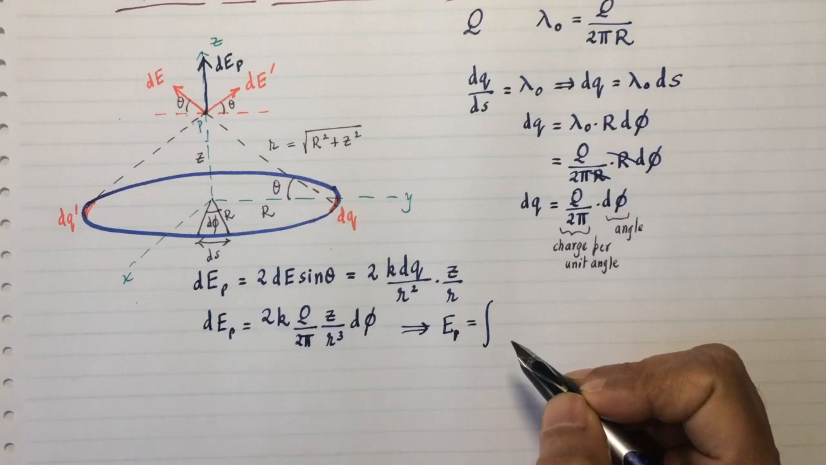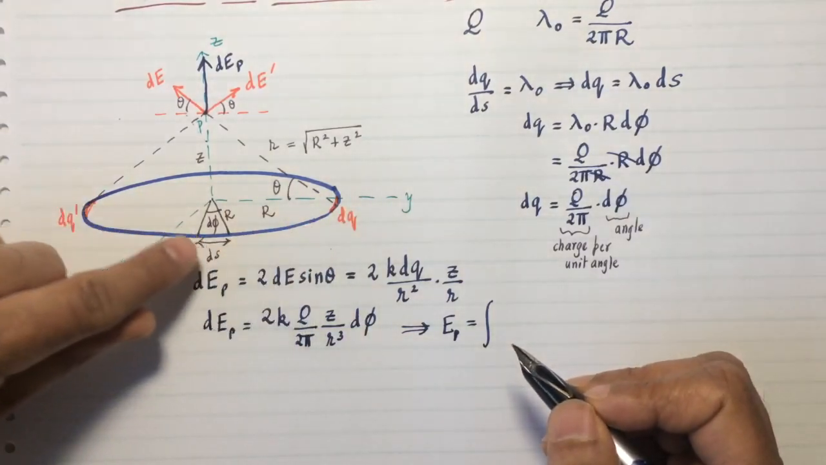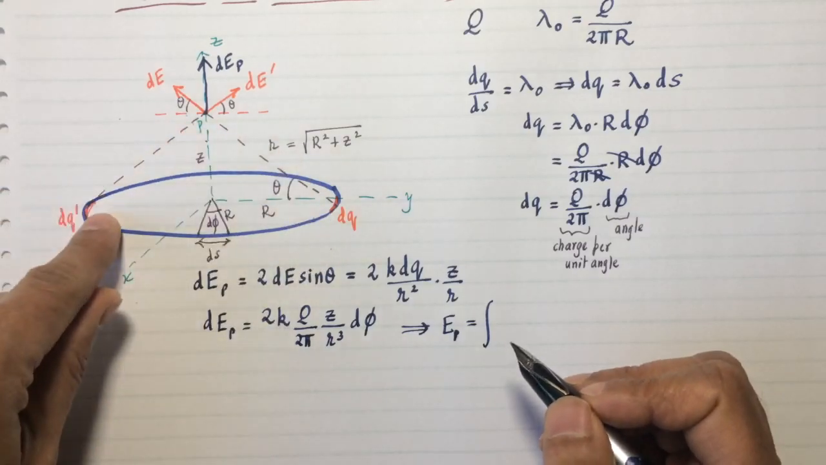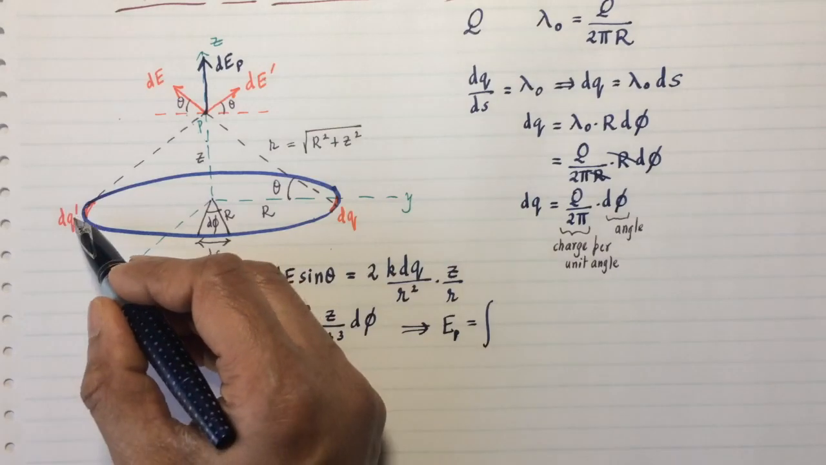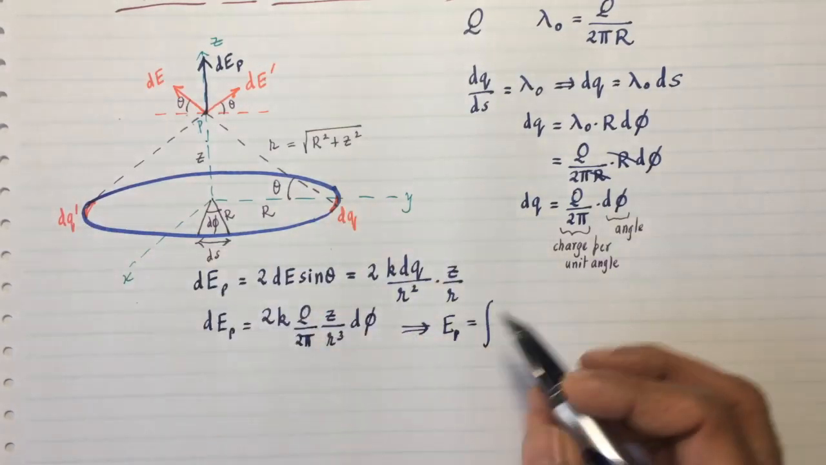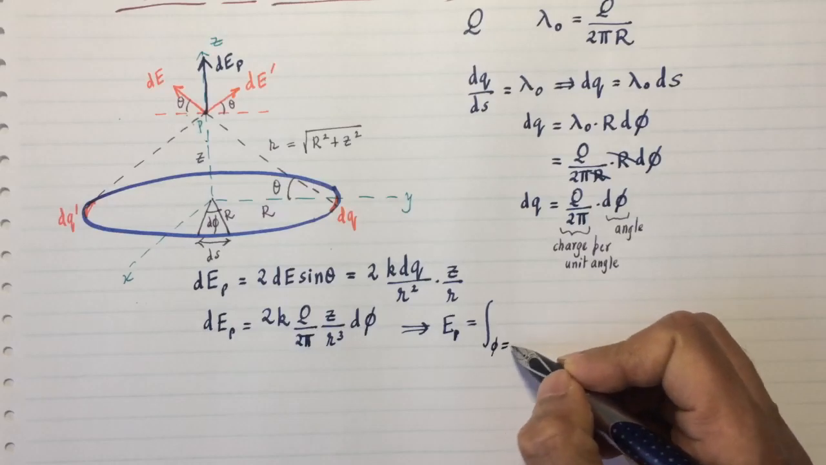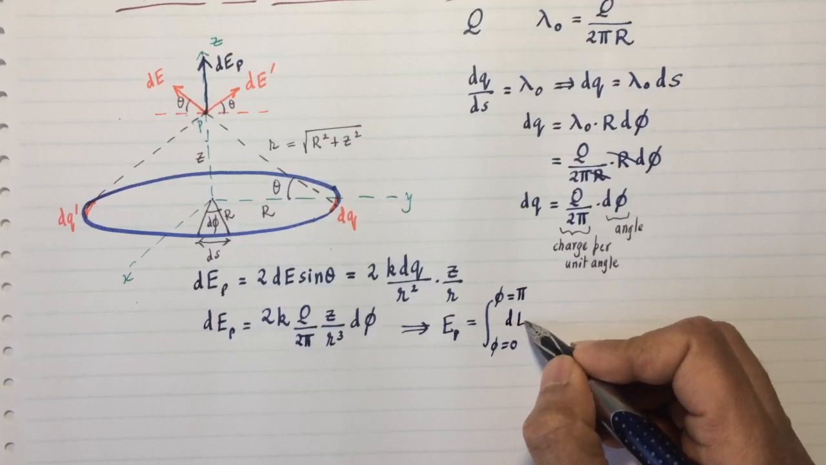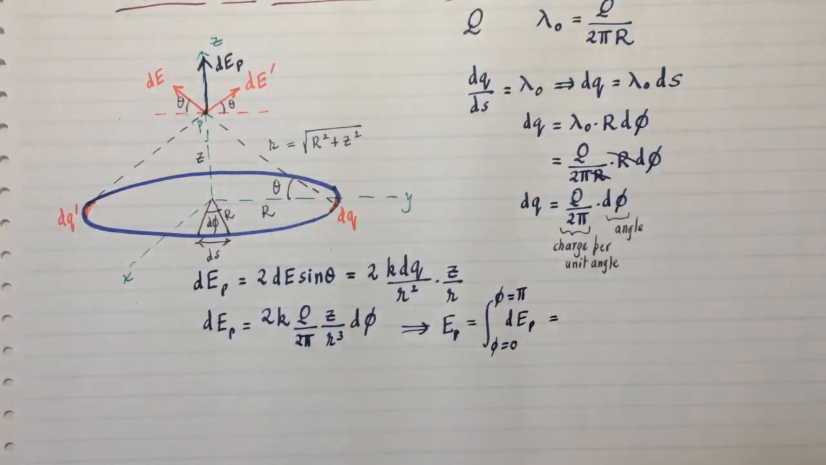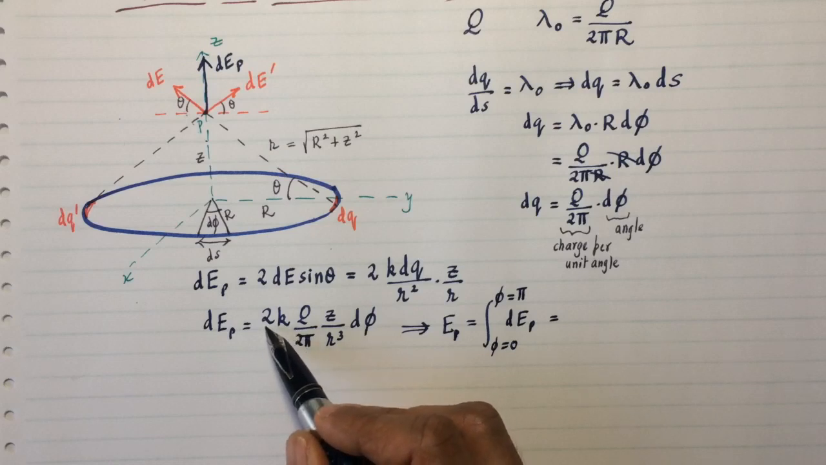But because we have used the mirror elements, we can only integrate it from phi equal to 0 to phi equal to pi, not over phi equal to 2 pi, because for every element we have used the mirror element. We can only go halfway around the circle. So this is phi equal to 0 to phi equal to pi of dEP. Now this is one of the easiest integrals you could ever do, because everything here is constant.